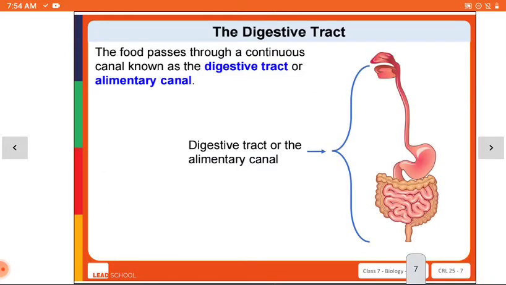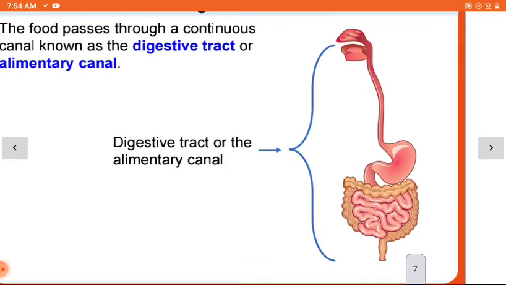So students, the digestive tract, the food passes through a continuous canal known as the digestive tract or alimentary canal. So in this slide I am going to share the digestive tract or the alimentary canal, from mouth to processing out, which you can see in this slide.